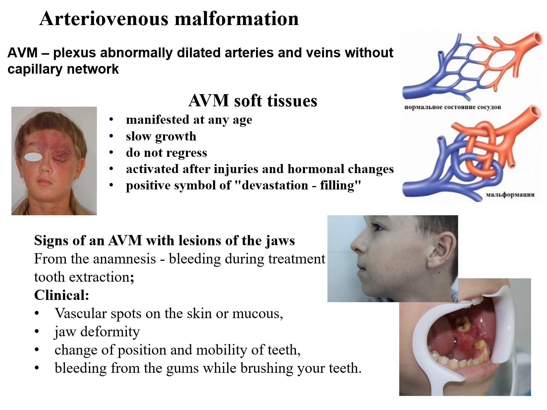Arteriovenous malformation is one of the hardest malformations for treatment. It consists of arteries and veins in some location. It can also manifest at any age, has slow growth, does not regress, and can be activated after injuries, the same as the other malformations.